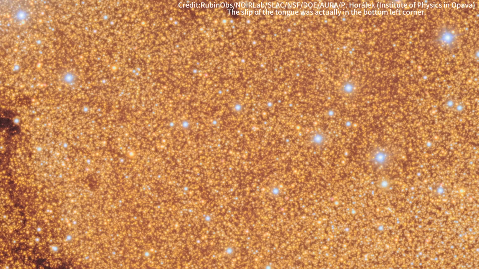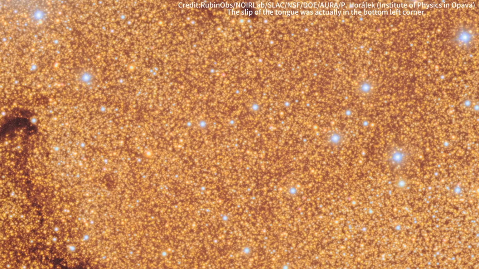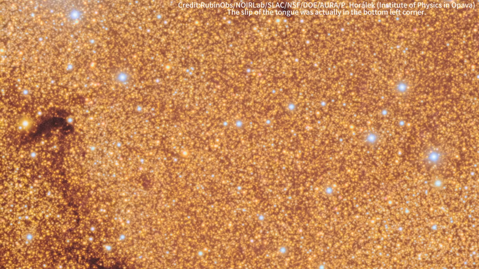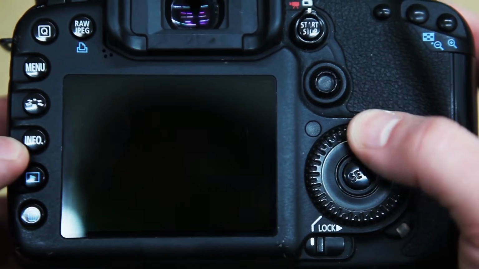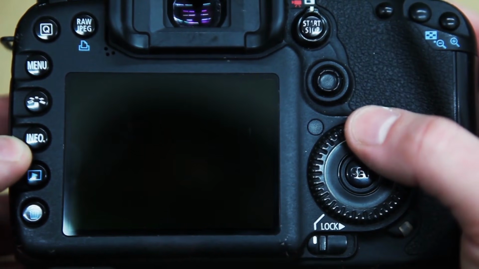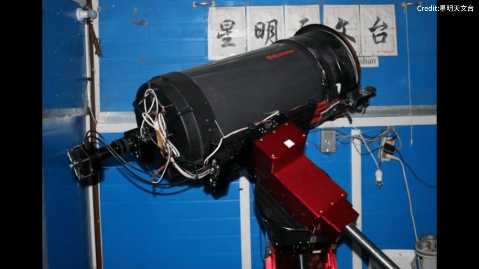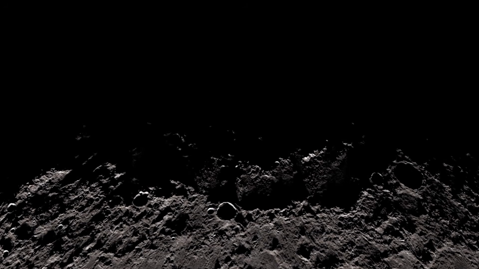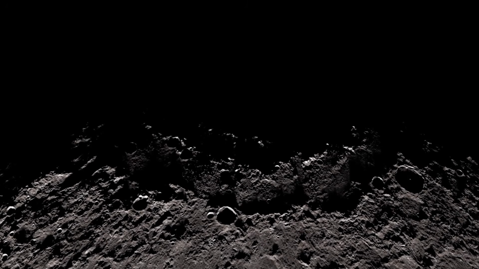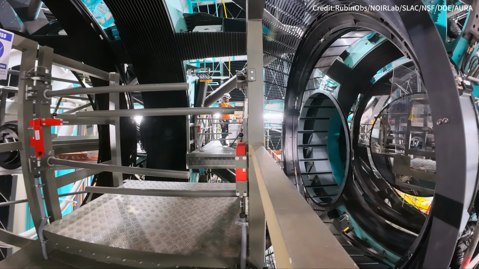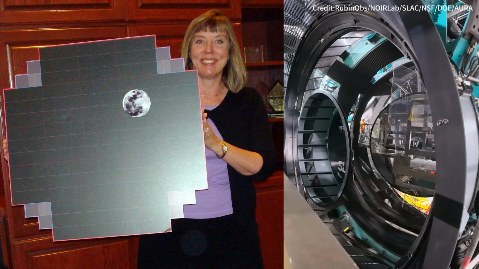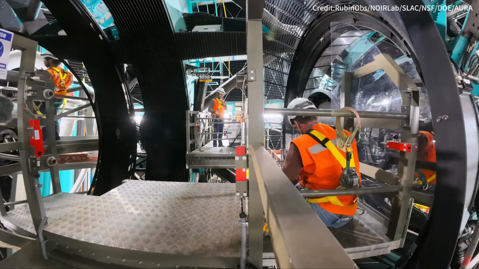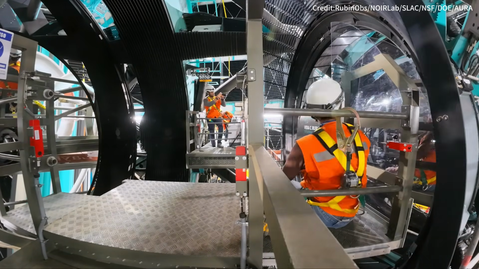The image scale is 0.2 arcseconds per pixel. With a high-resolution full-frame camera, you would need about a 4,000mm lens to reach similar sampling. But with that focal length, the full-frame field of view would be extremely small. Rubin's power is that it spreads this sampling across a huge 64cm focal plane, while still covering a very wide field.